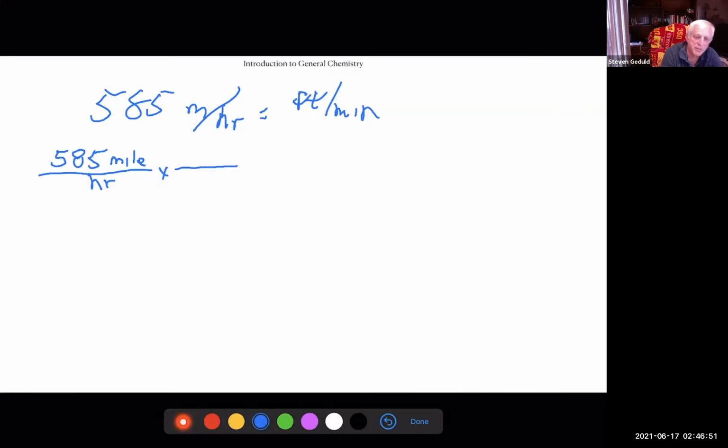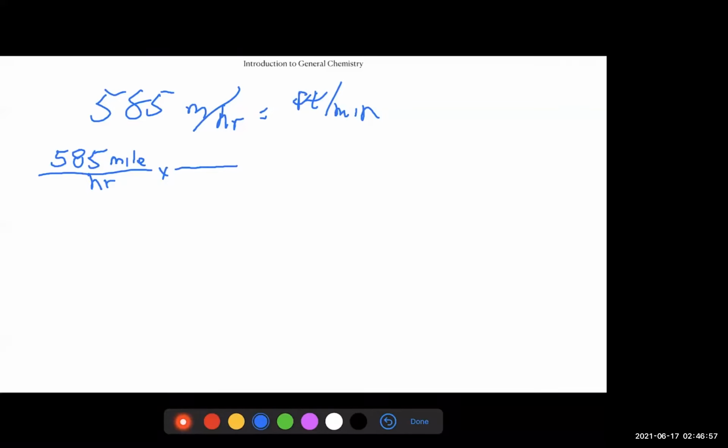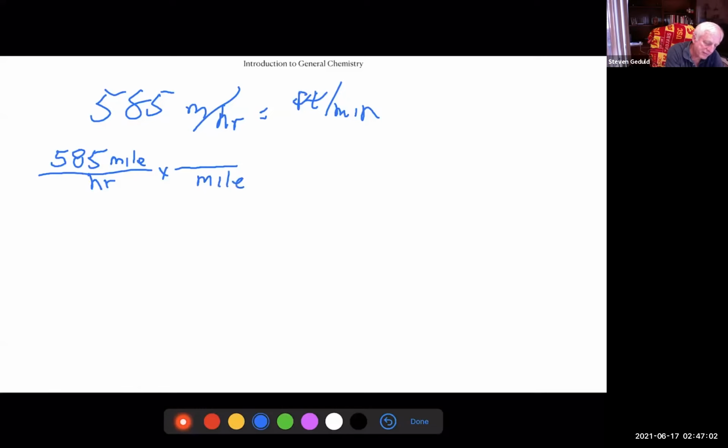What has to go on the bottom here? We're working with the top one first, in miles. Miles. Perfect, miles. And miles, I want to go to feet. I know there's 5,280 feet in a mile. Again, that equals 1. And now I've converted miles into feet.